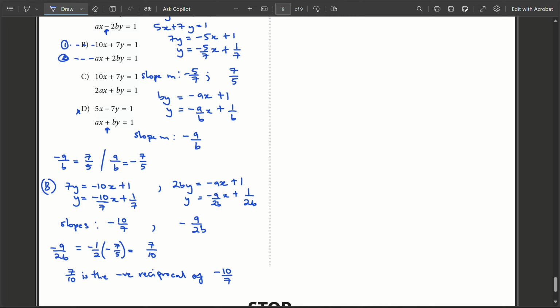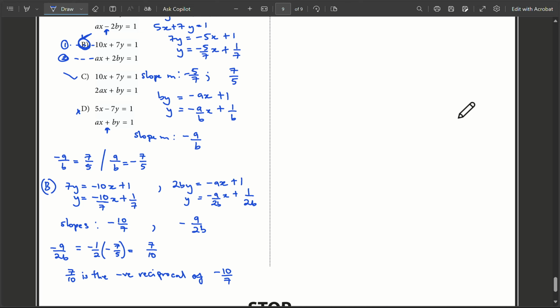So B is correct. If time permits, one can go and try out the other options using the same concept that I just used to see whether they give us the same answer. However, we are going to stick to B because it has already been proven to be a pair of perpendicular lines.